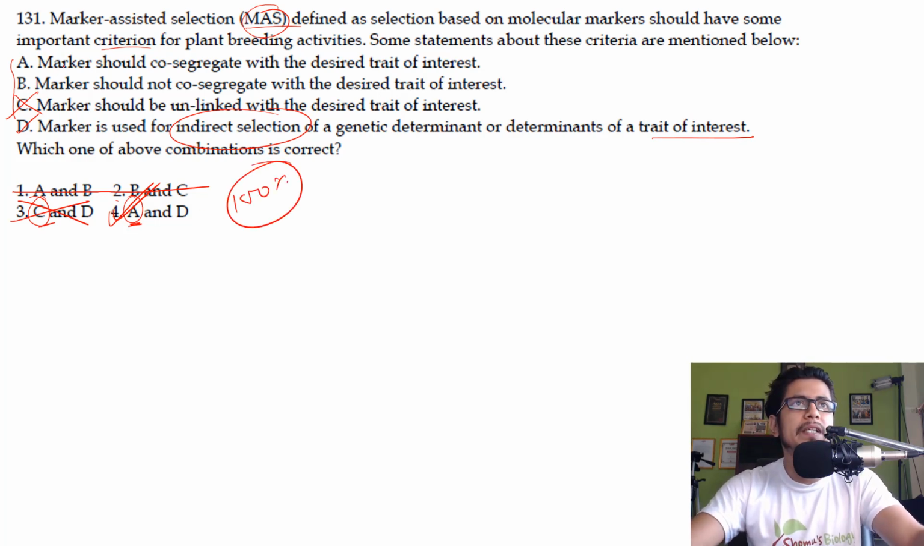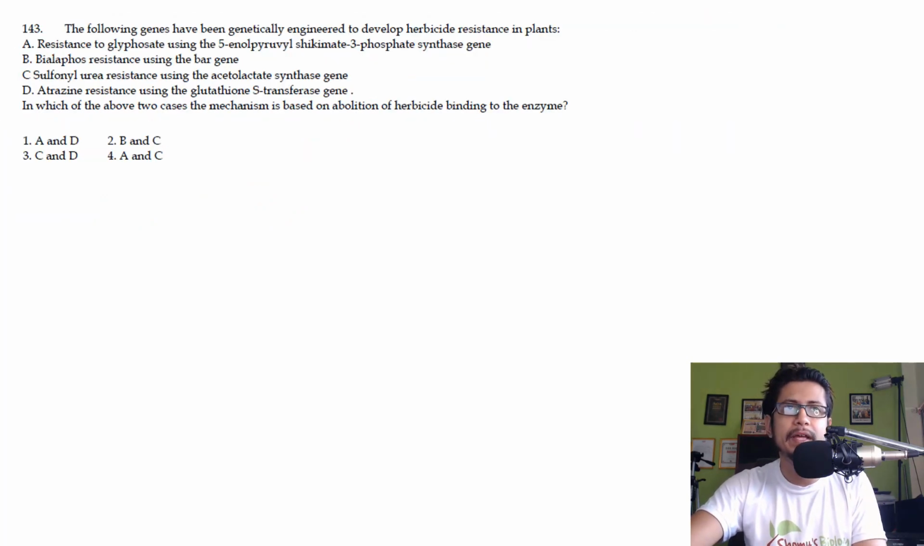But if you look at statement A, markers should co-segregate with the desired trait of interest. Yes, this must be true. Even if you don't know statement A from the beginning, but you know statement D and know that C is wrong, you can still answer this question quite fairly.